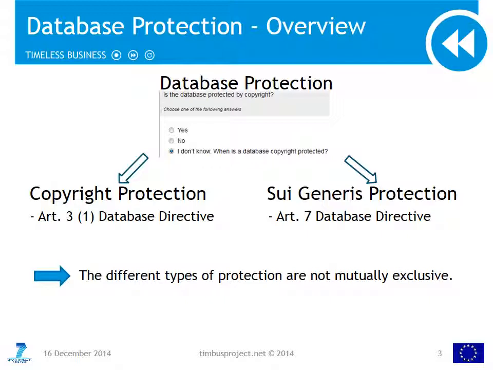Some databases are covered by Article 7 of the Directive through sui generis protection. A database can enjoy protection under both articles. They are not mutually exclusive protections. Neither, however, does one type of protection necessitate the other. A database can be protected by one or both articles, or not at all.